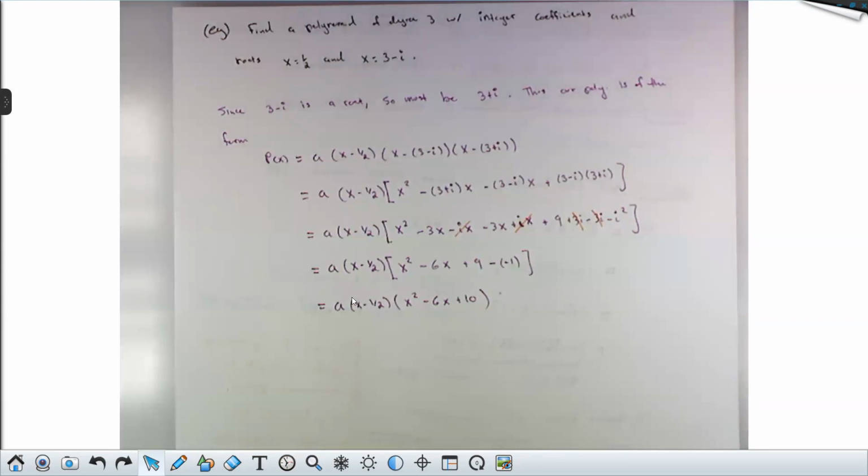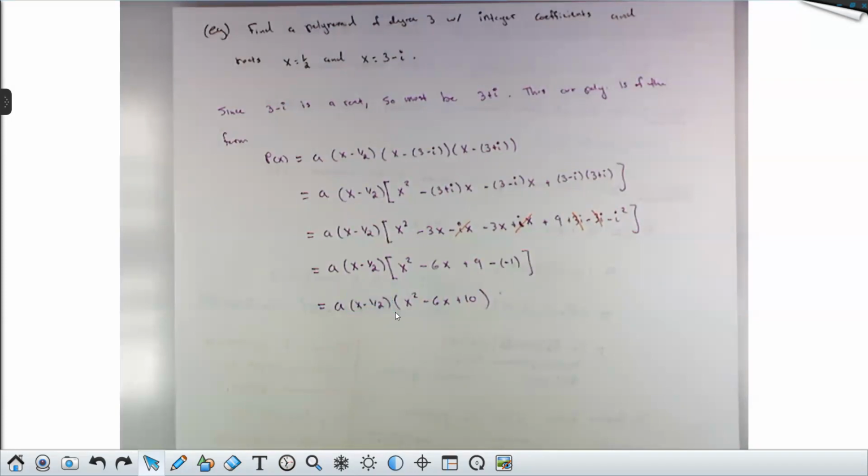Okay. So at this line, I can see that this piece right here has integer coefficients, doesn't it? The coefficients here are real numbers and they are whole numbers. So this piece is good. This piece has integer coefficients. This piece does not.